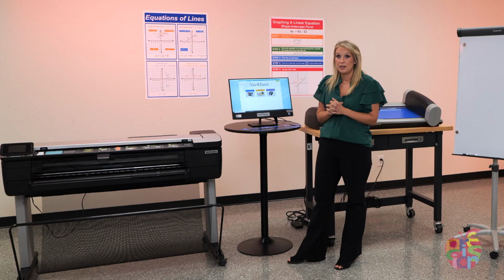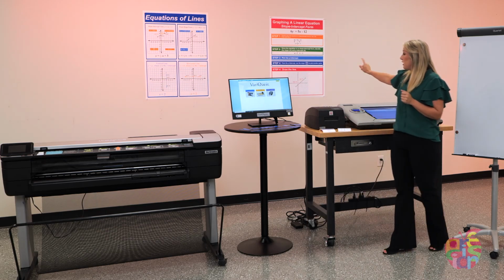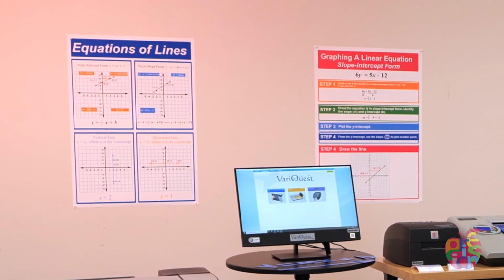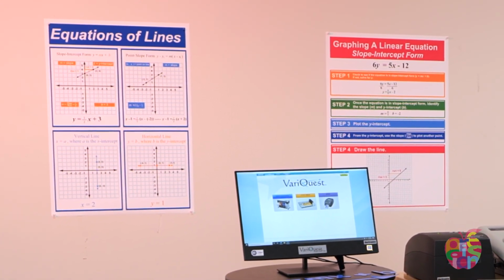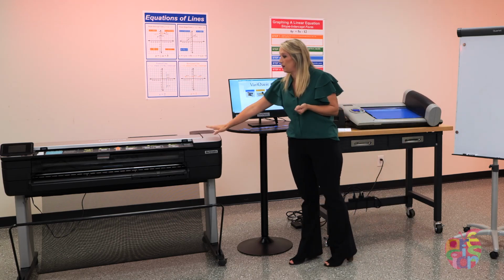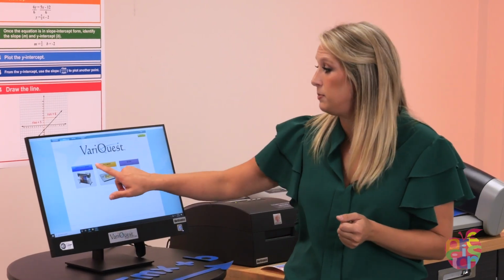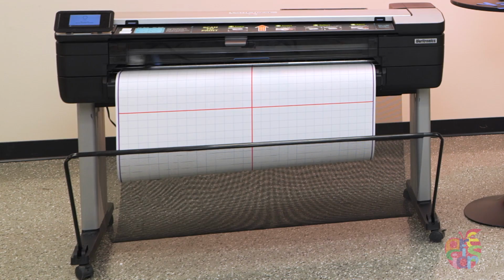So to start with, I already have these two anchor charts up on the wall, equations of lines and slope, and we're going to print some chart paper to hang up on your whiteboard. So going to be using the VariQuest 3600 STP to print off our poster.